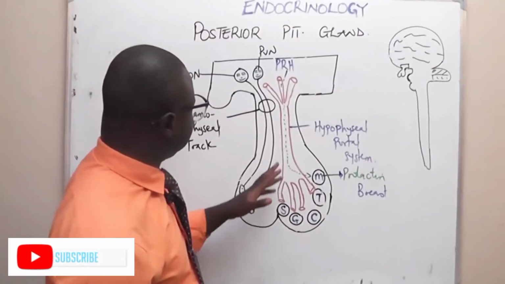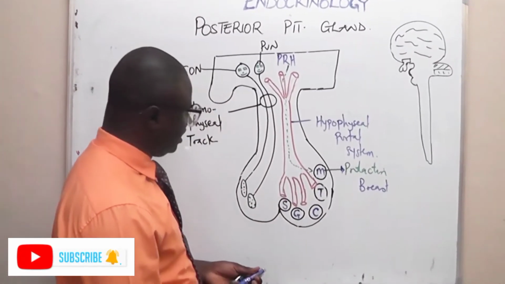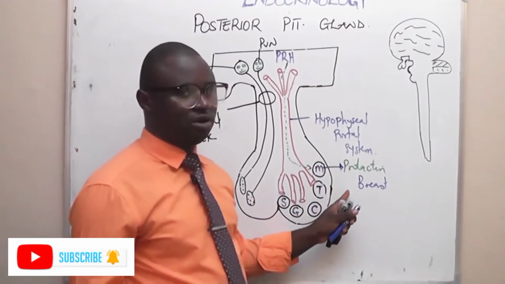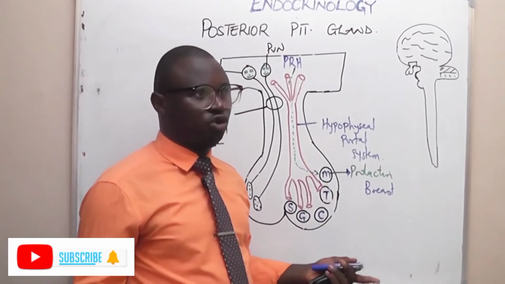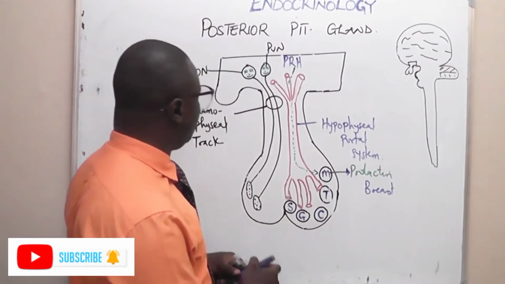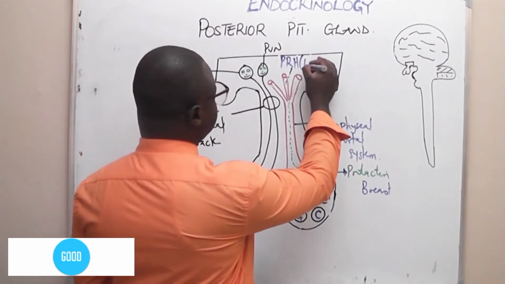Now, the next hormone that is released. Okay, now let's talk about the inhibition. If we don't need breast milk production, what is now the inhibitory factor? It is dopamine.